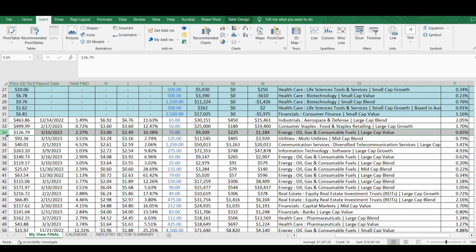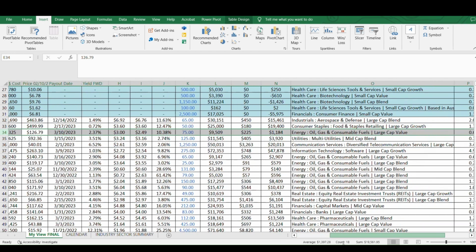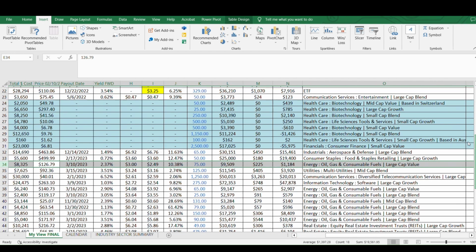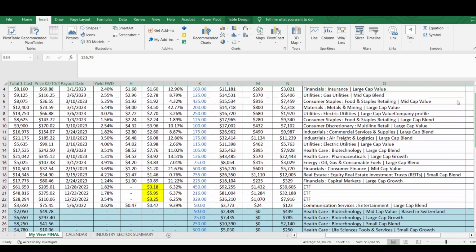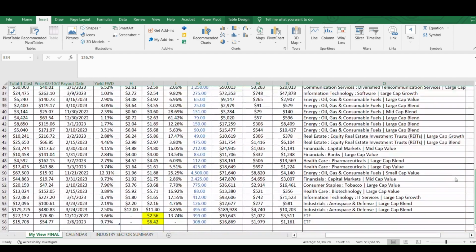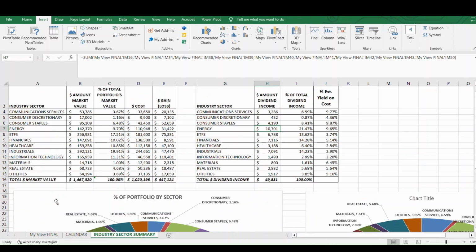Let's see, what else does he have here? He's got another one. Marathon Petroleum. I don't have this one. This is a nice one. So that's the lion's share of them. Does he have any others? I think that was it. His energy stocks. And let's see what else.